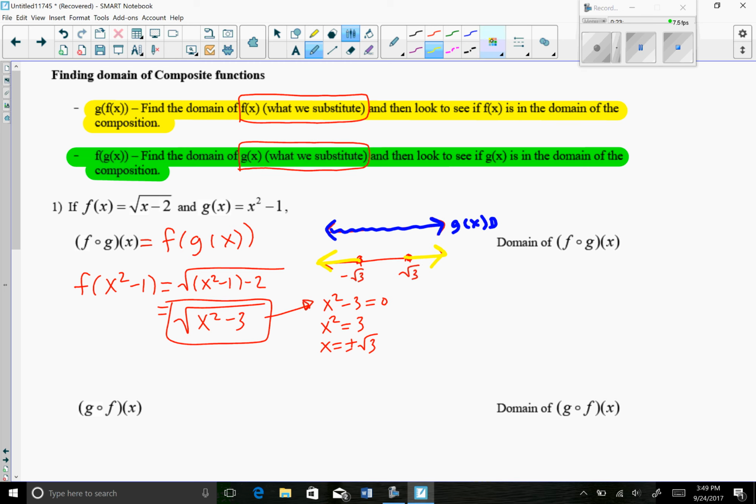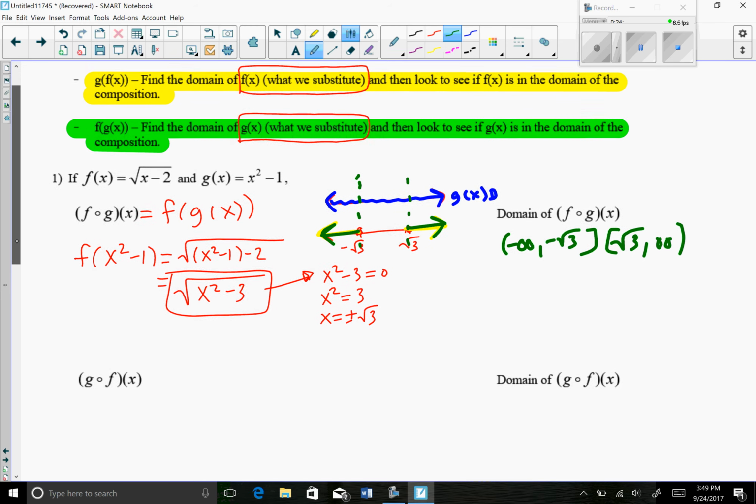So then for this, again, you're looking for where the two are going to overlap. So where do the two overlap? You can see that since this is all real numbers, the place where they're going to overlap would be from here and here. So the domain of our composite function is going to be negative infinity to negative root 3, including root 3. That's why we have the bracket there. And then positive root 3 to infinity.